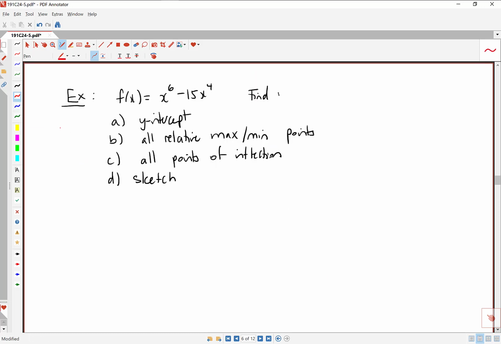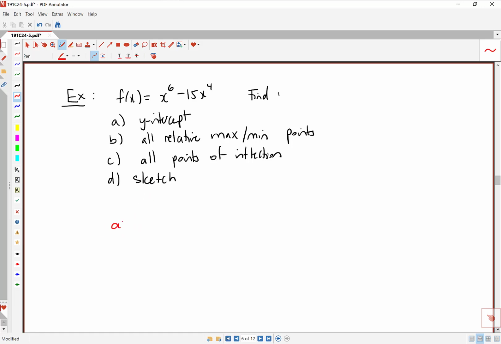So here's our last example to test our understanding for this section. We've got a function given to us, and we're going to find 4 things. We're going to find the y-intercept. We'll find all relative maximum or minimum points. Then we'll find all points of inflection, and then we'll make a quick sketch at the end.